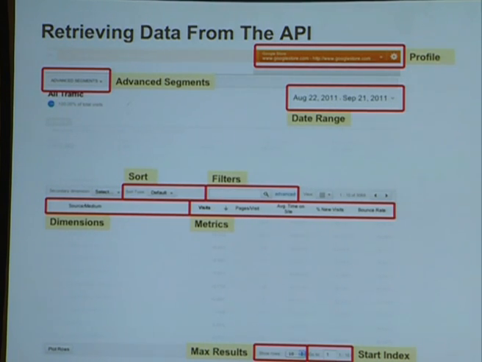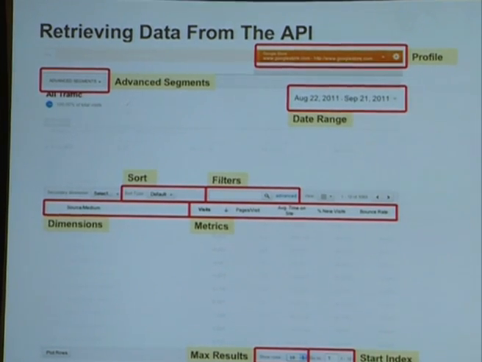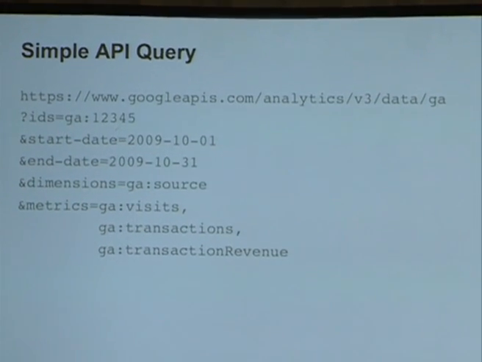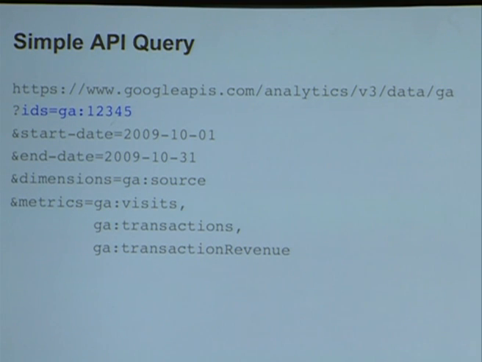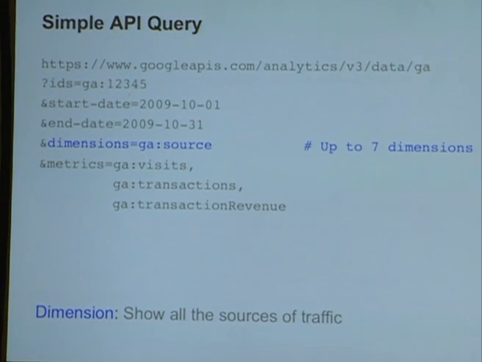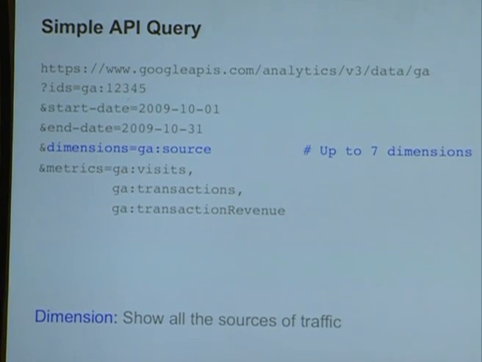So just like the UI allows you to configure all these, the API allows you to set all these parameters as well. And when you query our API, you set all these parameters using query parameters. So in this case, the IDs parameter defines the profile ID. The start and end date parameters specify the date range. There's a dimensions parameter, and what's unique about this is that you can set up to 7 dimensions.